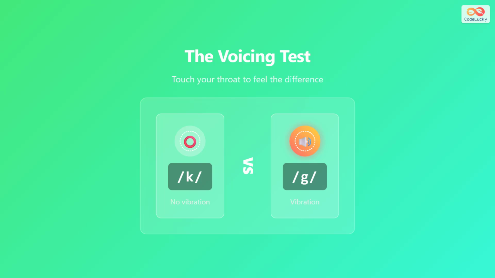Here is a simple test you can do to feel the voicing difference. Put your fingers on your throat and say the K sound. You will notice that your vocal cords do not vibrate. Now put your fingers on your throat again and say the G sound. This time you will feel vibration in your throat. This vibration is the key indicator that a sound is voiced. Practice this test with both sounds to develop your awareness of voicing.